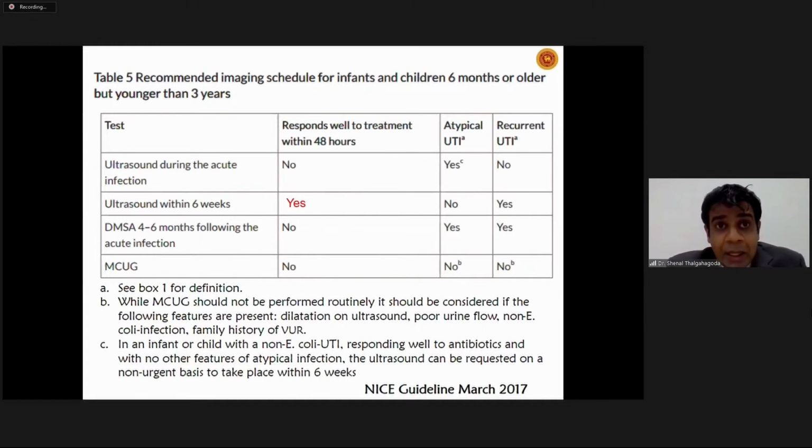If they have a typical urinary tract infection responding within 48 hours. If they have atypical features under 6 months of age, we do an urgent ultrasound scan and a DMSA in 6 months, but an MCUG is done only if there are abnormalities on ultrasound scan. Recurrent UTI, again, a non-urgent ultrasound scan and a DMSA in 6 months. MCUG only if there are abnormalities on ultrasound scan suggestive of high degrees of vesicoureteric reflux.